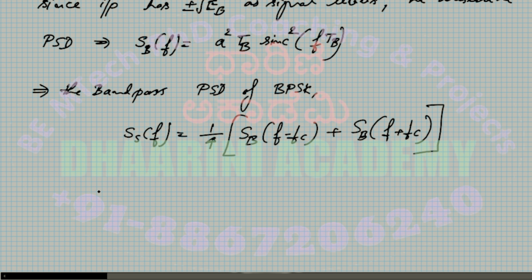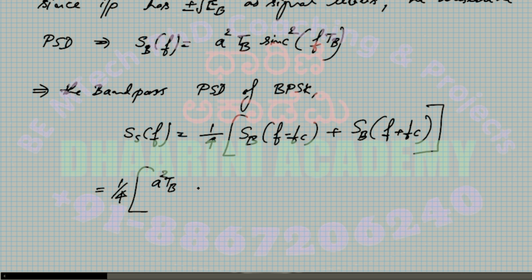That means this is going to be equal to 1 by 4 into A square TB into the sinc square of F TB, but F becomes F minus FC. So what is F minus FC? This has to be a right shift, isn't it? So I have a component that is right shifted, and I also have another component which will be left shifted.